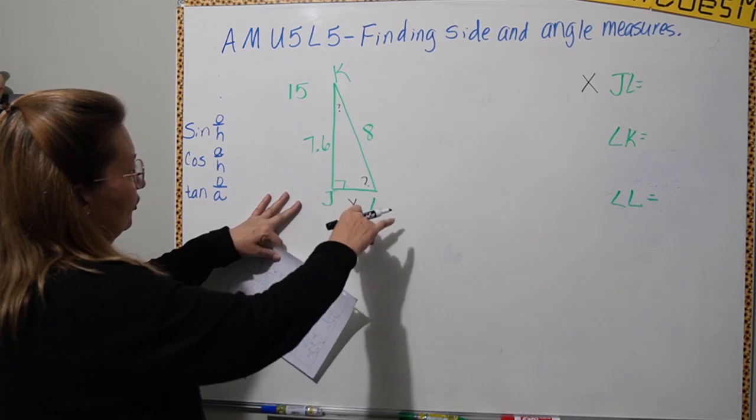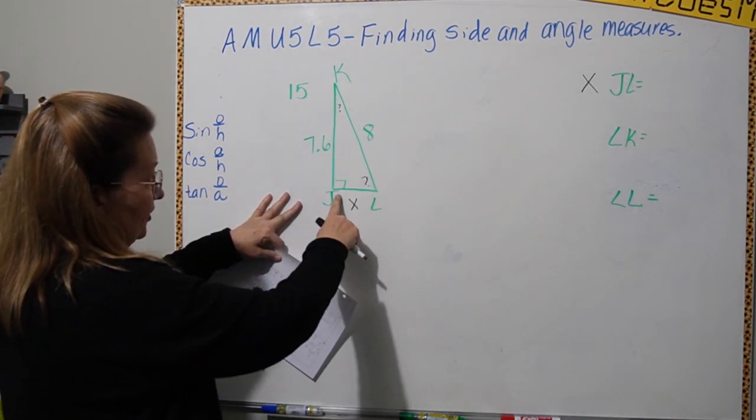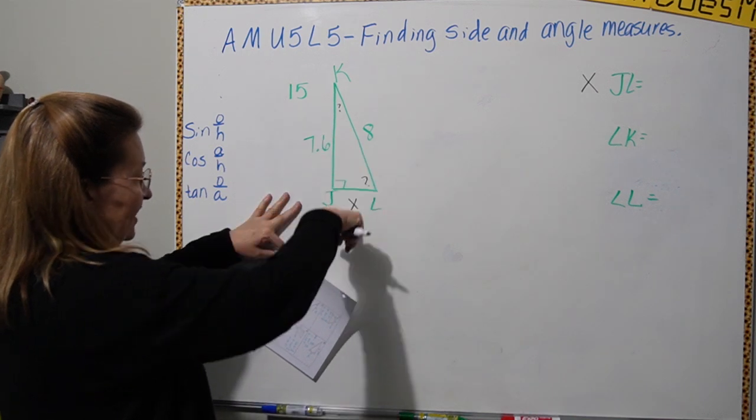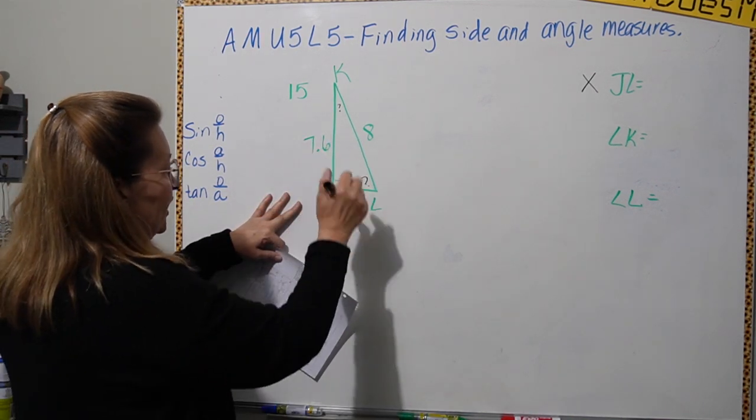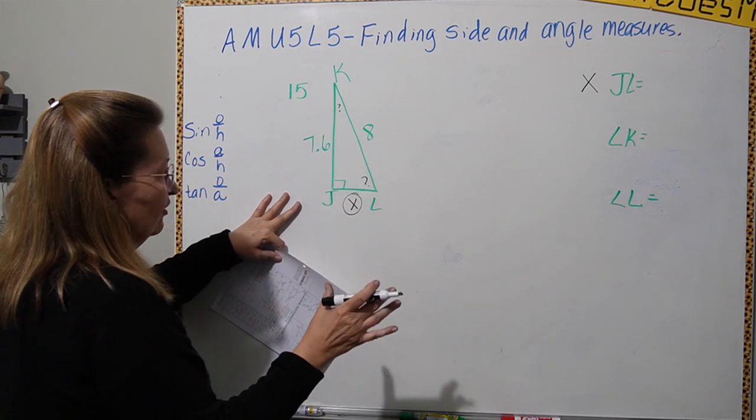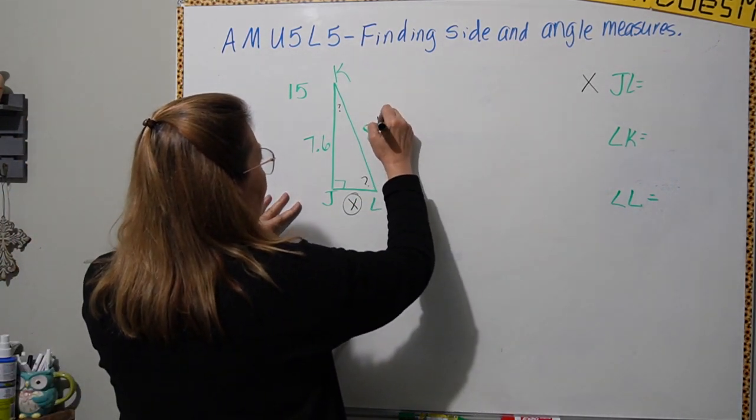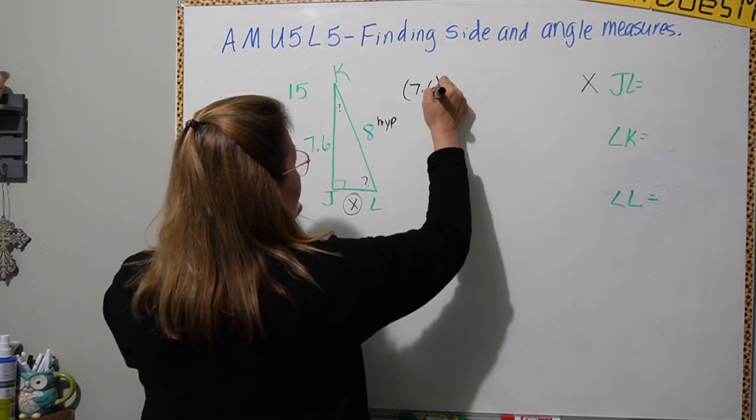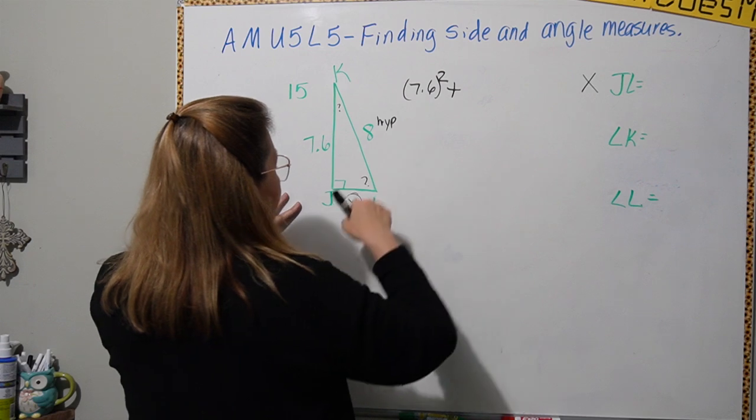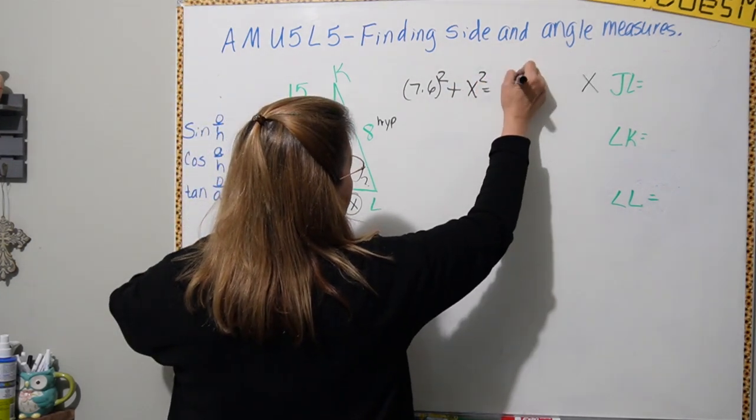We have this triangle, and we have two sides. And we know this is a 90-degree angle, but we need to find both of these angles and this side. So what I would start with, since we know two of the sides and we're missing a third side, let's just use the Pythagorean theorem. So this is your hypotenuse, and we're going to have 7.6 squared plus, all right, this side is going to be x squared, is equal to the hypotenuse squared.